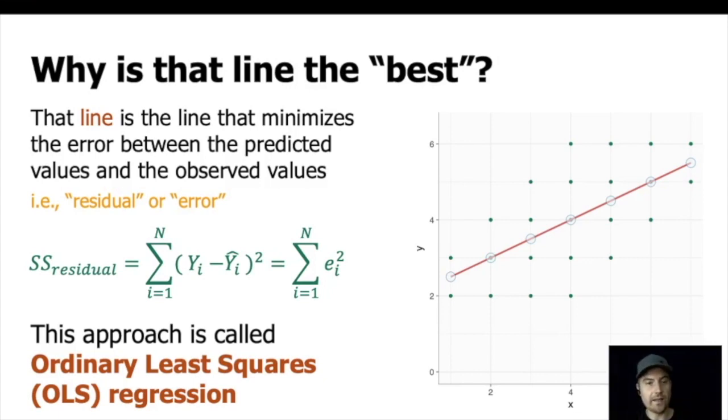So that line is the line that makes the sums of squares residual as small as it possibly can with a straight line. No other line, you could draw a million other lines in there, and every line would be slightly bigger sums of squares than that line right there. That's what makes it the best fitting line.